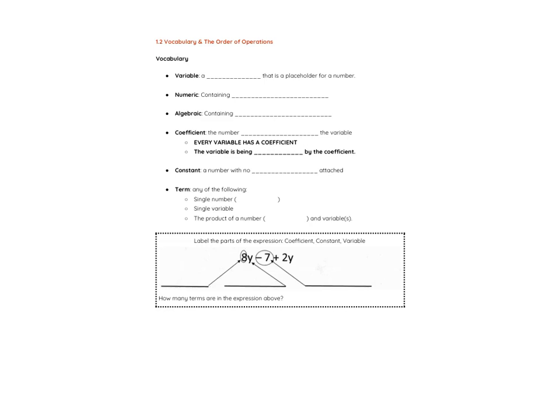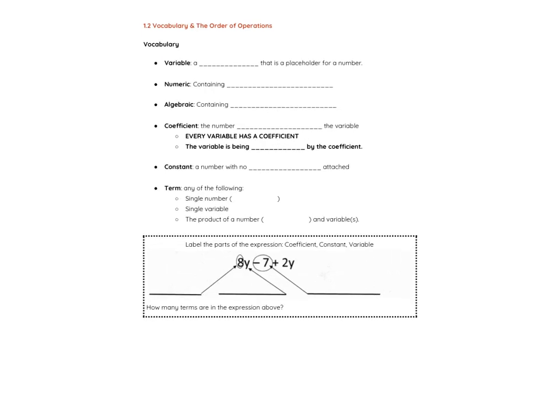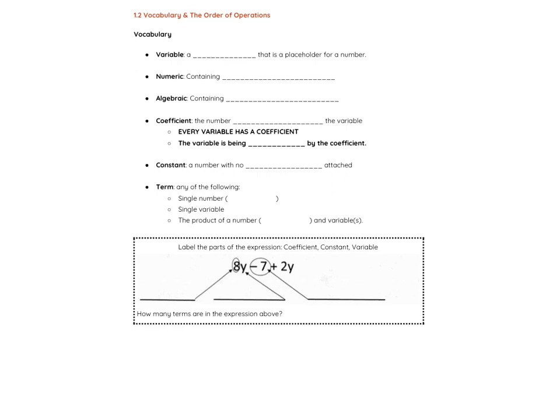In this video, we're going to be looking at some vocabulary that's really important for the course of the semester. So the first thing that we're going to define is a variable. A variable is a letter that is a placeholder for a number. So a variable X, Y are the two most common. The next thing, numeric. So when we see numeric or numerical, that contains only numbers.